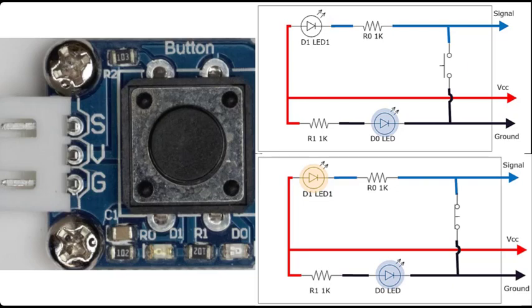Now that you've become familiar with how this button works and the schematics for both on and off, let's see how we can wire it up and read some of the voltages and see how the computer interprets it when we press the button.